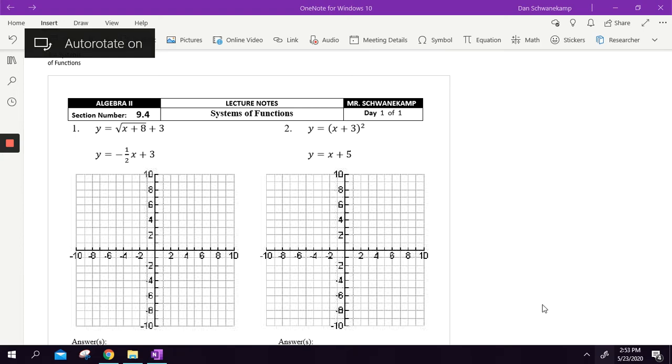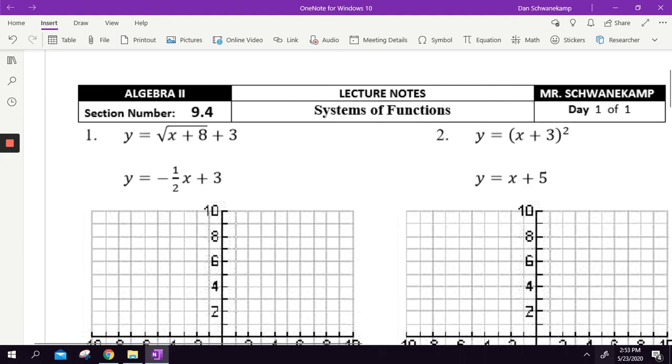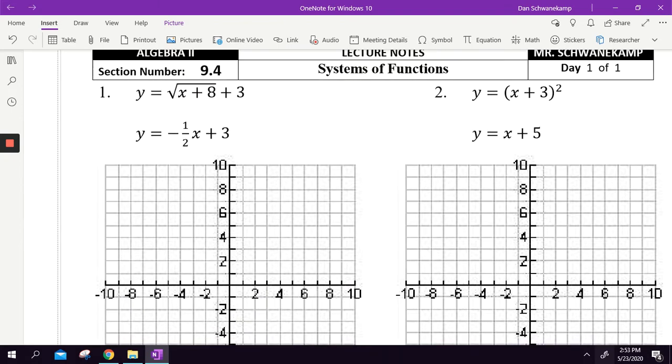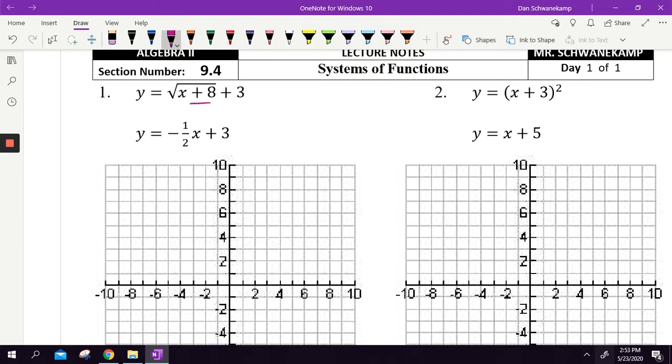On number one, we are graphing the square root of x plus 8, plus 3. Let's graph it. So if I'm graphing the square root of x plus 8, the plus 8 is going to take me to the left 8. The plus 3 is going to take me up. So left 8, 1, 2, 3, up 3. It is a square root graph, so my pattern is 1, 3, 5. So I'm up 1 over 1, up 1 over 3, up 1 over 1, 2, 3, 4, 5. I could keep going if I wanted to, but that's going to be my basic shape.